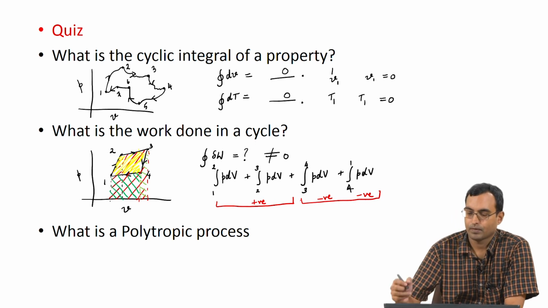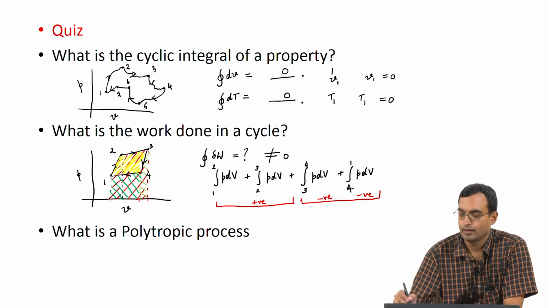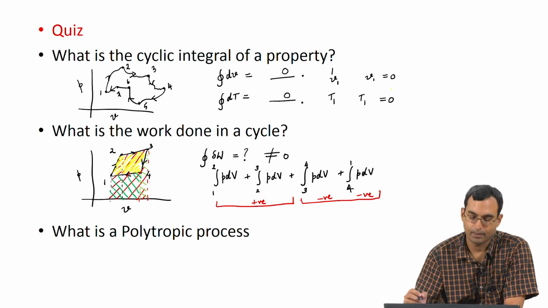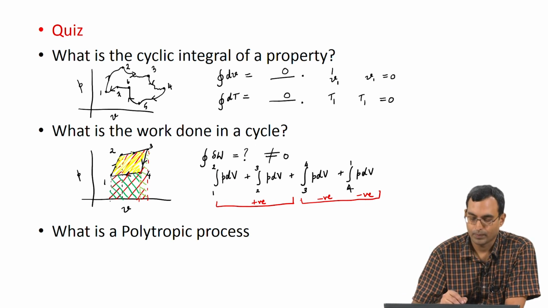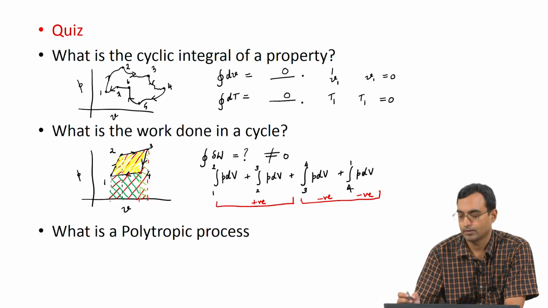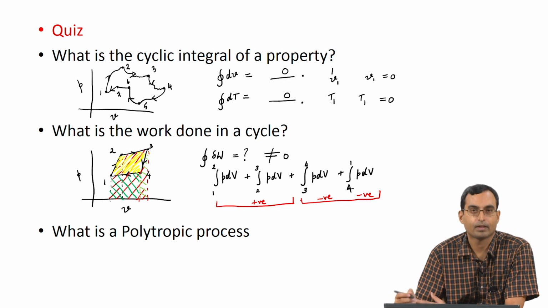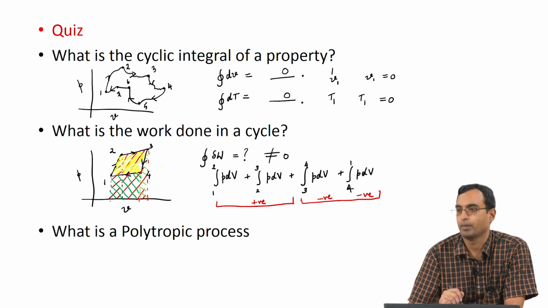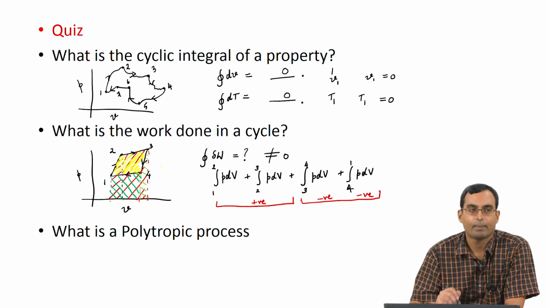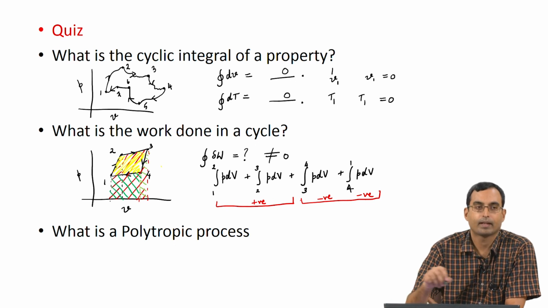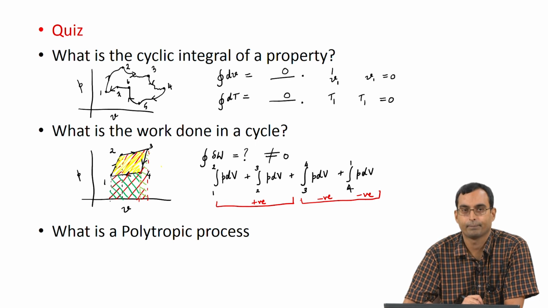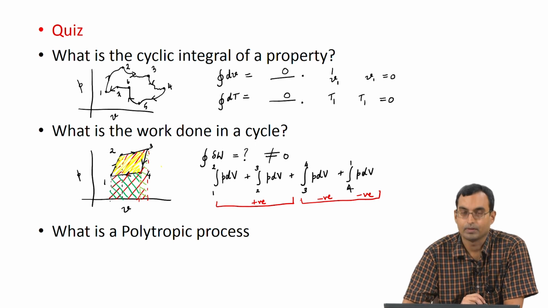So, even though when you go in a cycle, the cyclic integral of the properties becomes 0 and the properties remain the same when we come back to the initial point, what we see is that the area does not become 0, which means we have done some work in going about the cycle and coming back to the point where we started from. So, we came back to the initial point, but in going around and coming back, we did some work, we expended some work in this process. So, that is something which we need to keep in mind.